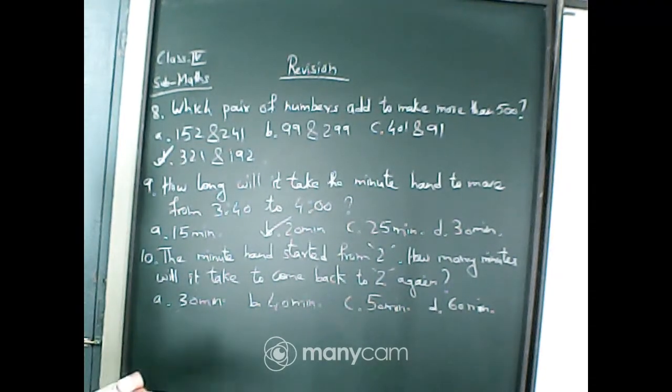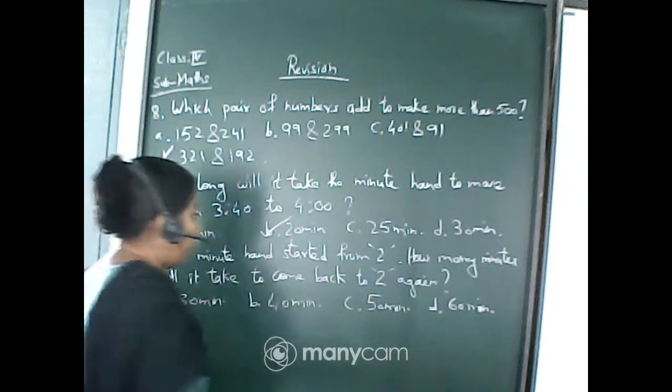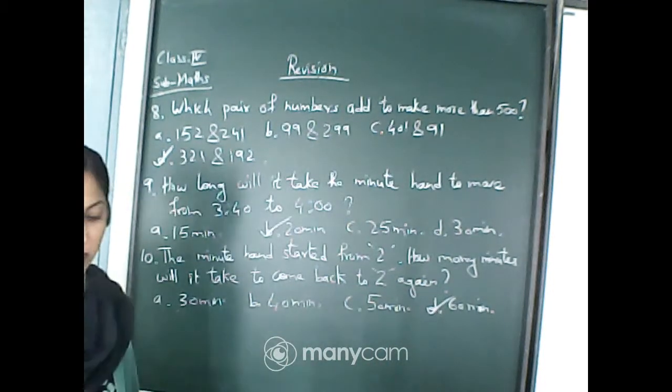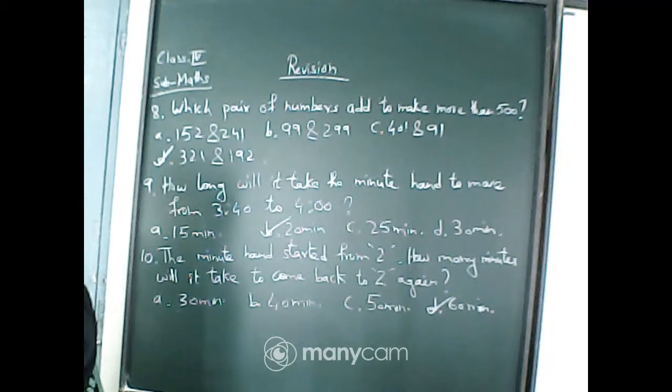When the minute hand starts from 2, how long will it take to come to 2 again: 30 minutes, 40 minutes, 50 minutes, or 60 minutes? Yes, the answer is option number D. It will take 60 minutes to come back again.